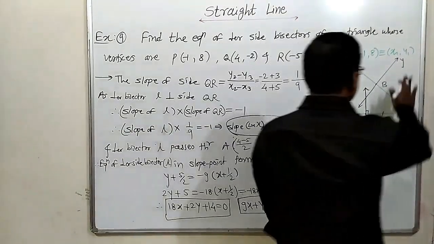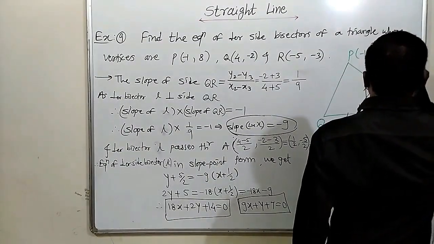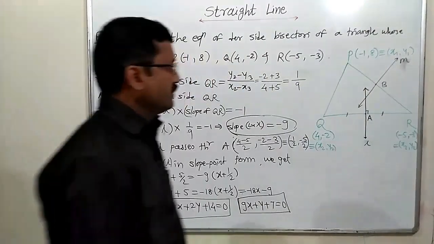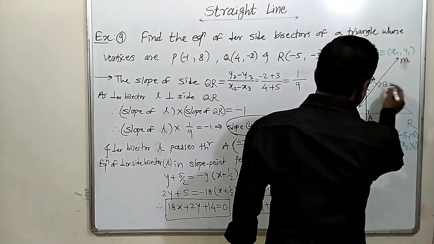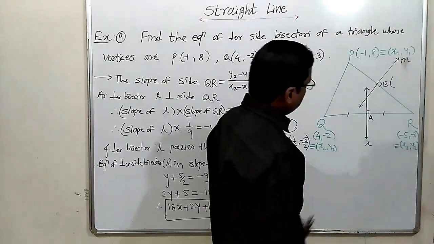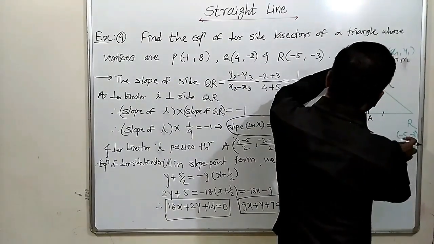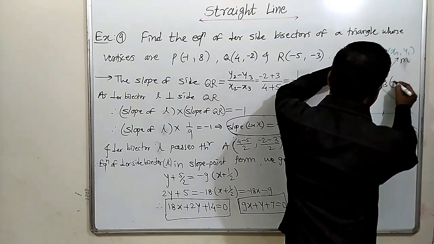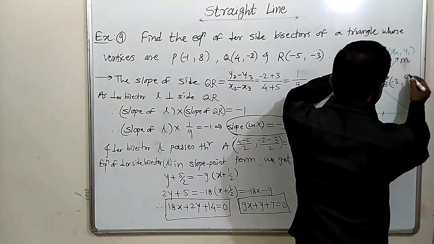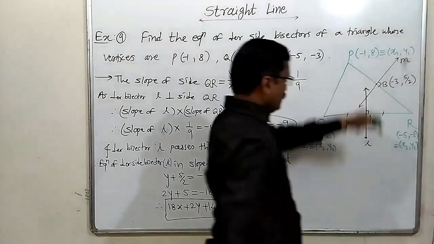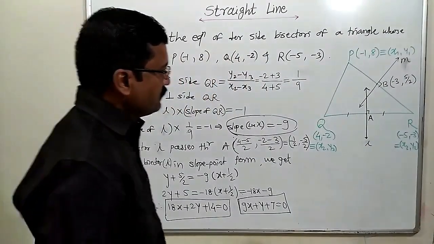Let us consider the second perpendicular side bisector as M. M is the perpendicular bisector of side PR. Here B is the midpoint. It can be obtained by using the midpoint formula. That is, minus 5 plus minus 1 is minus 6 upon 2, that is minus 3, and minus 3 plus 8 is 5 upon 2. So this is the midpoint of side PR.